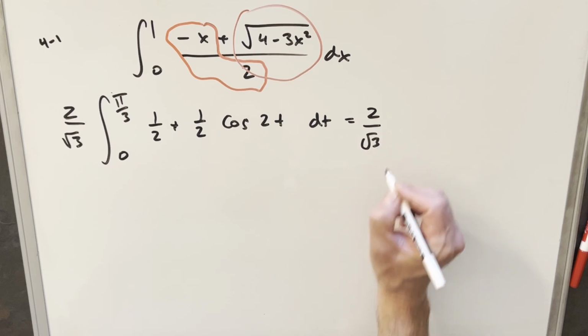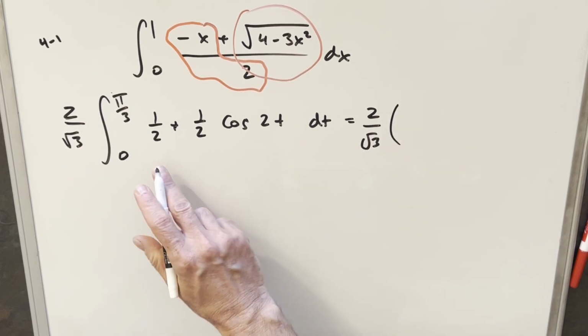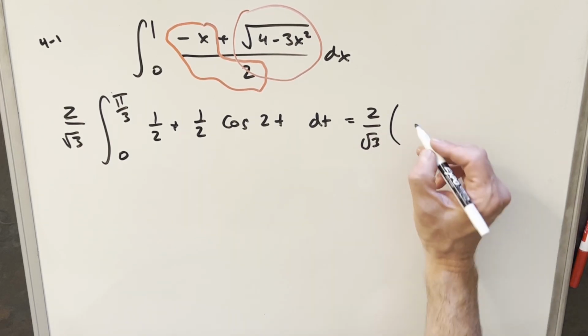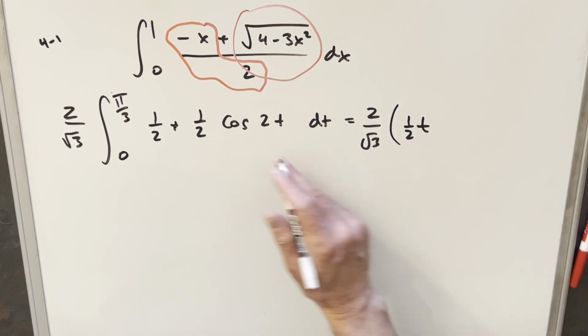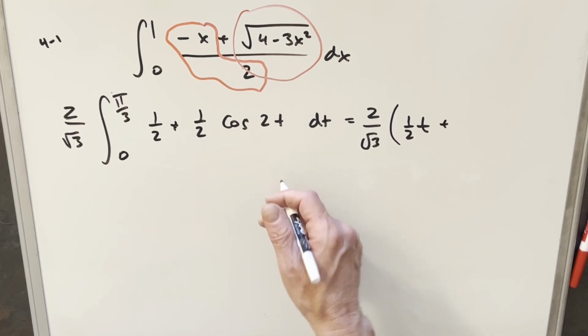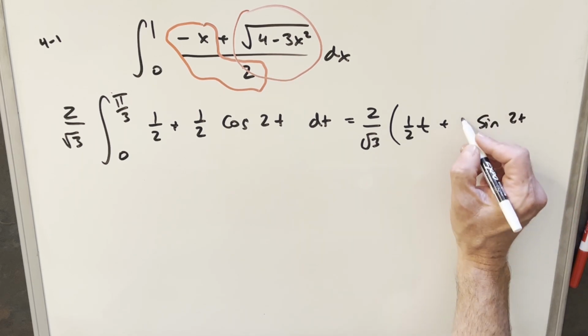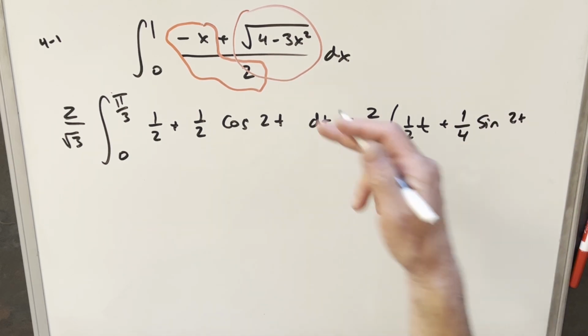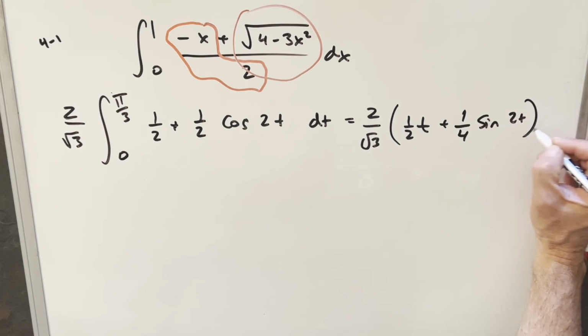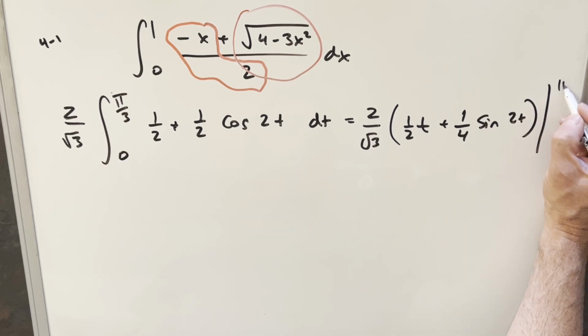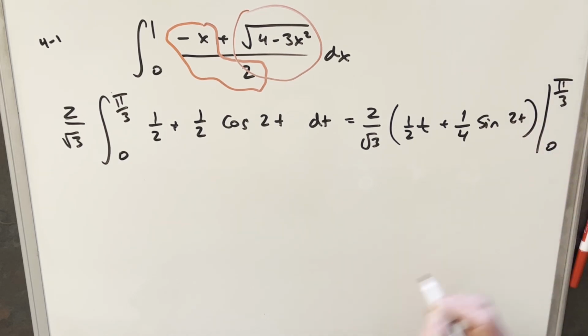So we'll keep our 2 square root of 3 here. So the integral of a half right here is going to be just 1/2 t. The integral of cosine 2t is going to give me sine 2t. But then I need to bring out this 2 in the denominator, so we're going to write this as half times half, 1/4. And then we just need to evaluate this. I'm evaluating this from 0 to pi over 3.